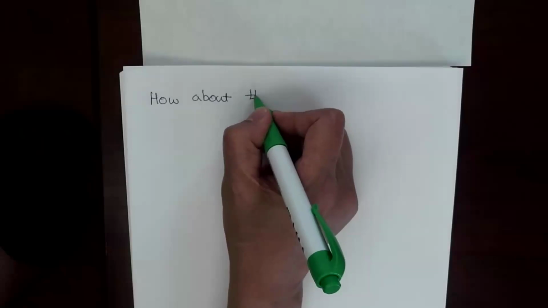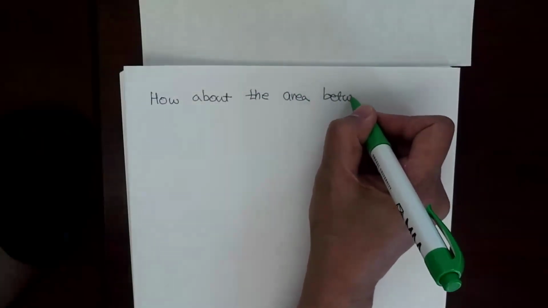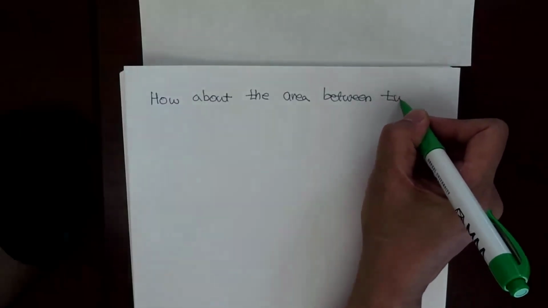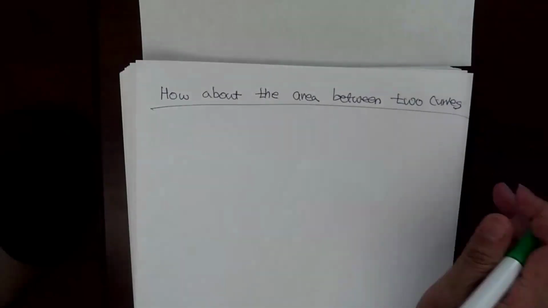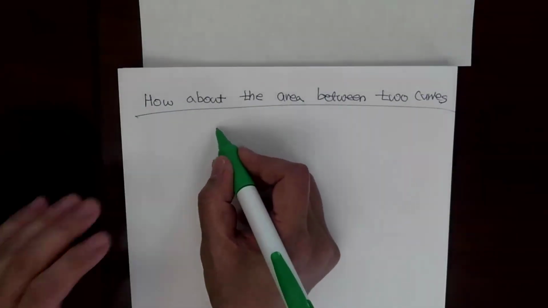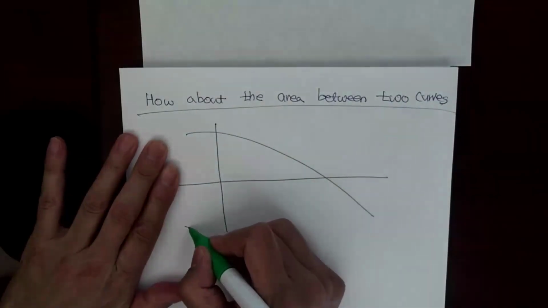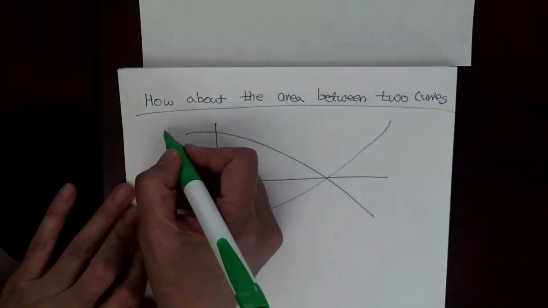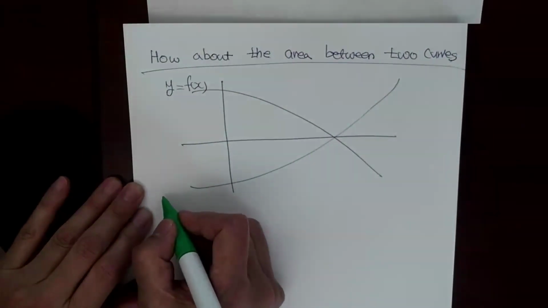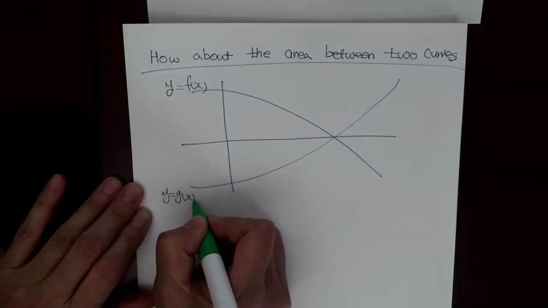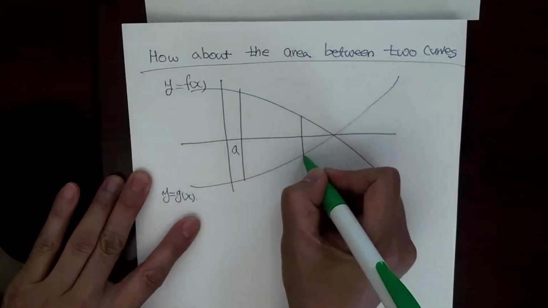How about the area between two curves? So instead of the x-axis, we want to think about two functions. This one is y equals f of x, and the other one is g of x. Here is A, and here is B.